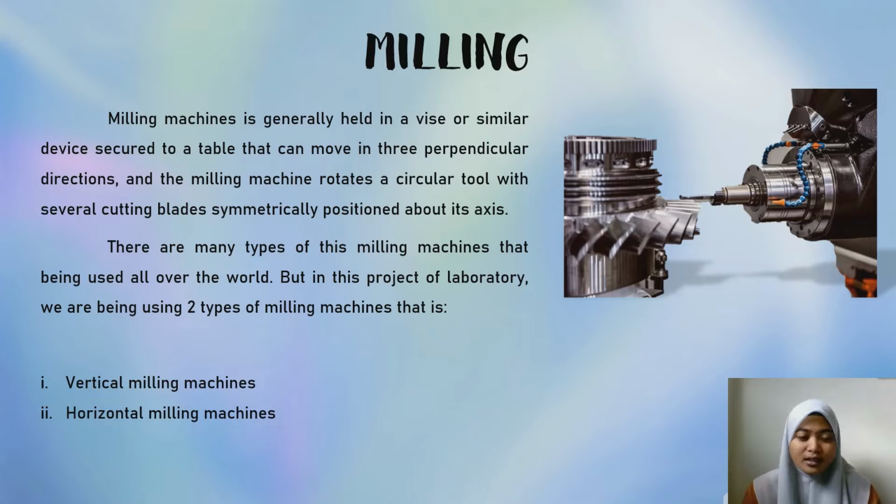Milling machines are generally held in a vise or similar device secured to a table that can move in 3 perpendicular directions, and the milling machine rotates a circular tool with several cutting blades symmetrically positioned about its axis. There are many types of milling machines used all over the world, but in this laboratory project, we are using two types of milling machine, that is the vertical milling machine and the horizontal milling machine.